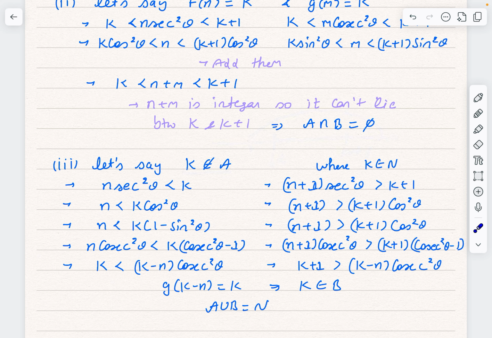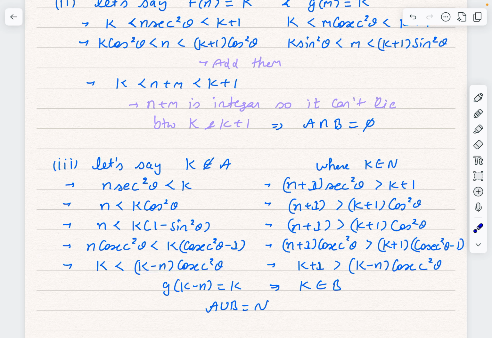So now n secant square theta less than k. Write secant as 1 over cos, you get n less than k cos square theta. And convert cos into sine, you get n less than k times 1 minus sine square theta. Then sine you convert into cosecant. So you get n cosecant square theta less than k times cosecant square theta minus 1. And if you combine the terms of cosecant square theta, you get k minus n cosecant square theta will be more than k. K minus n cosecant square theta will be more than k.